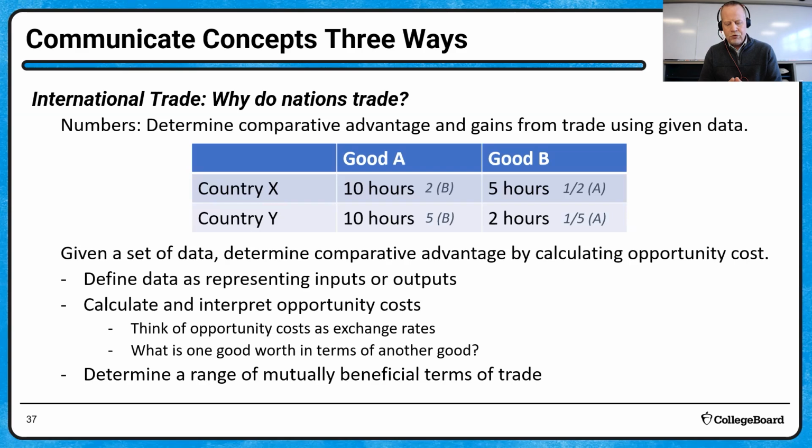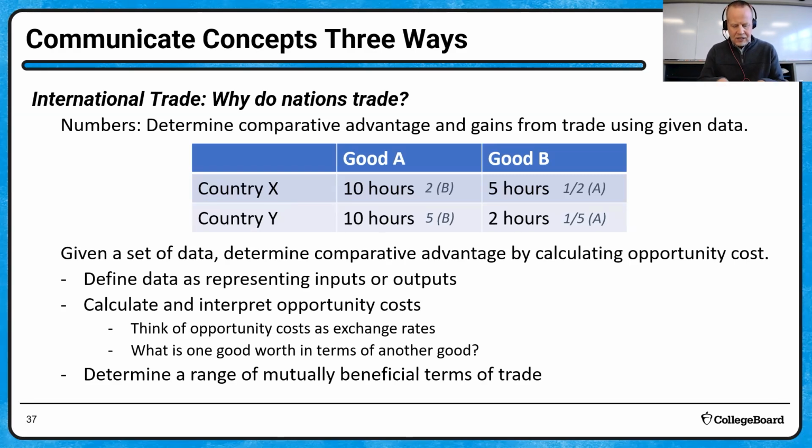Finally, we want to be able to determine a range of mutually beneficial terms of trade. Again, if you're just doing this freehand on your own without any type of guidance or prompt, pick the whole numbers and find a number that falls between those two numbers, and you're going to find mutually beneficial terms of trade. What I mean by that, look at good A. The opportunity cost in country X for good A was 2 units of B. In country Y, it was 5 units of B.